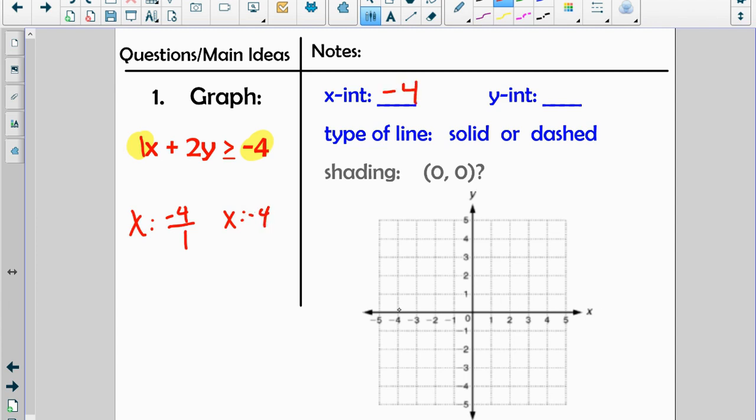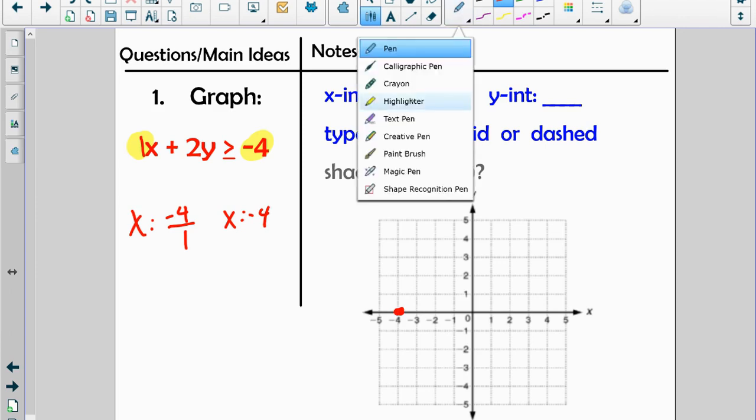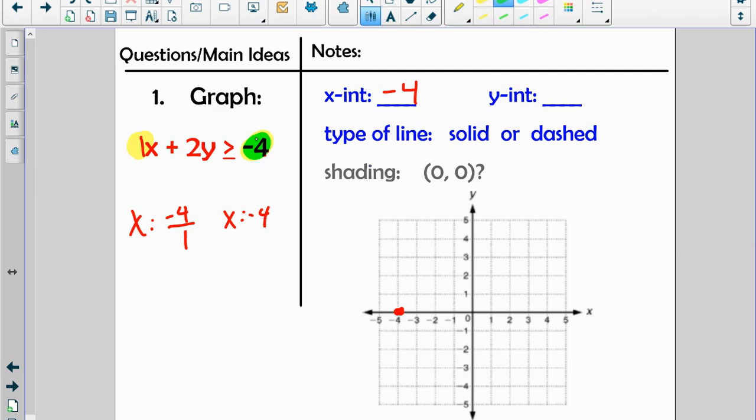So on my graph, I know that my line has to go through that point. For my y-intercept, we're going to take that -4, divide it by the coefficient of the y term. So my y-intercept is going to be -4 divided by +2, which is -2. My y-intercept is -2, so on my y-axis, I place a point right at -2.